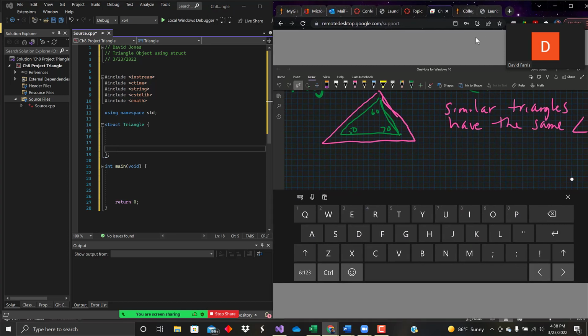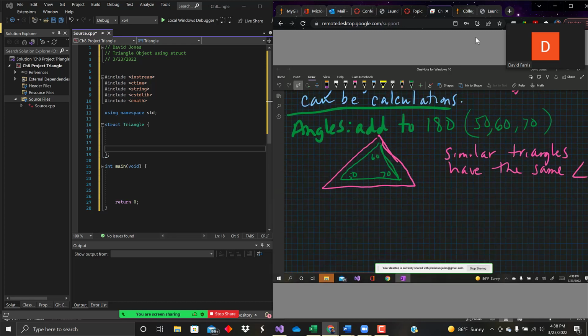There we go. What about sides? Yeah, we got a good old 3, 4, 5 triangle. We could store the three sides.